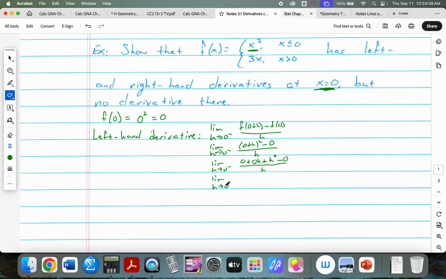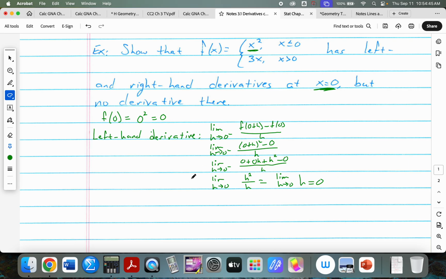So that's the limit as h goes to 0 of h squared over h. We can simply do the division there, because we're not dividing by 0, because it says h goes to 0, not h is equal to 0. So this will be the limit as h approaches 0 of h, which is 0. So the left-hand derivative is 0.